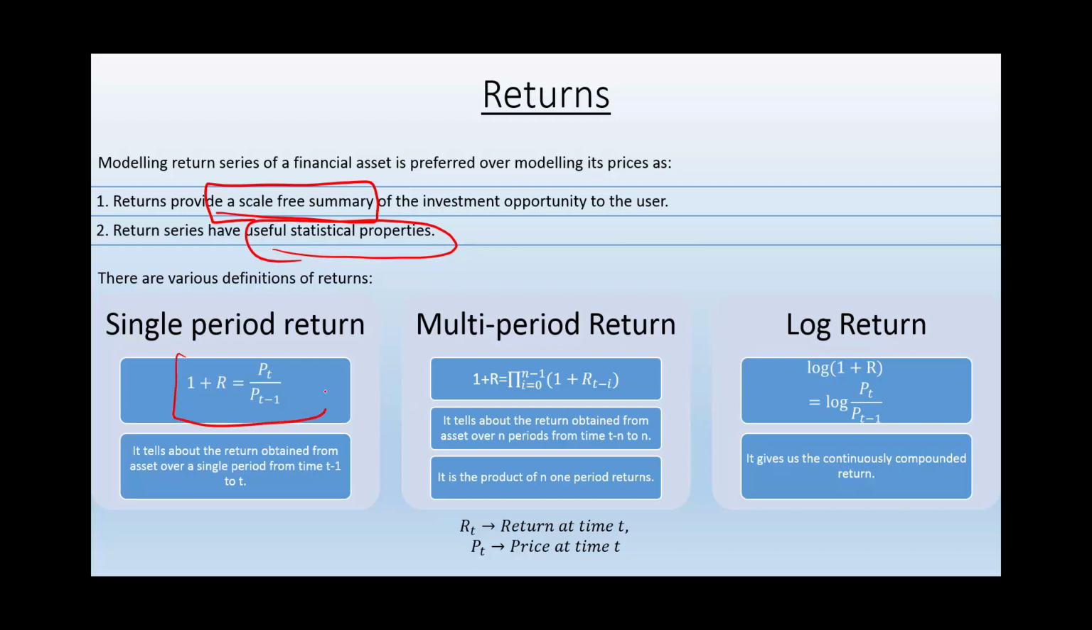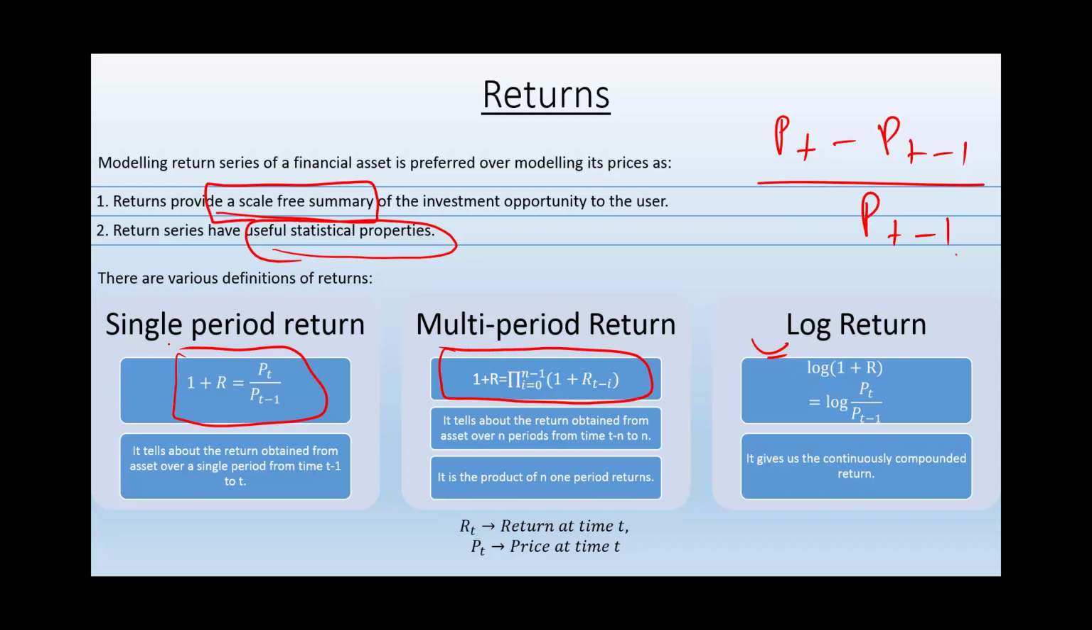Then some theory about single period return and multi-period return. If you're familiar with financial mathematics, this is just easy, right? Simple return could be just the price of today minus the price of yesterday, divided by the price of yesterday. So this is exactly what we have written in just another form.